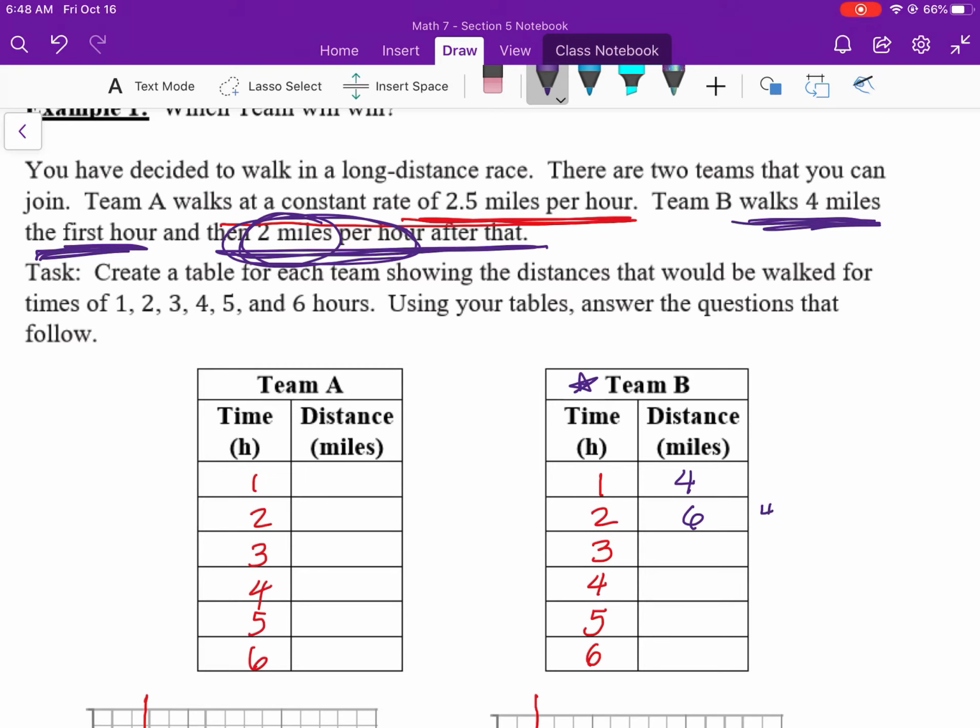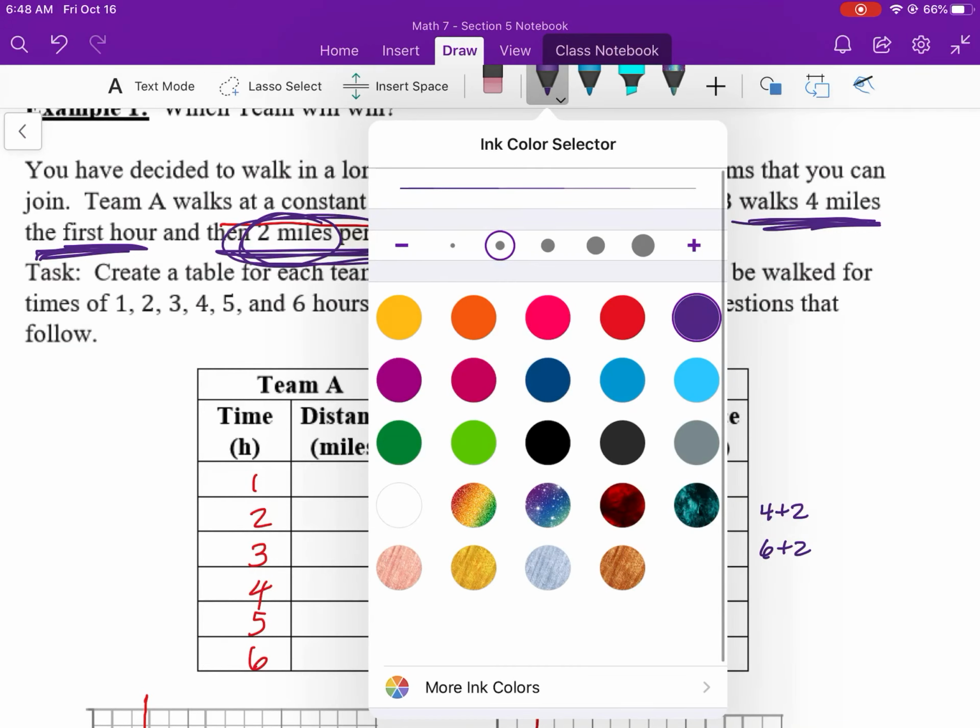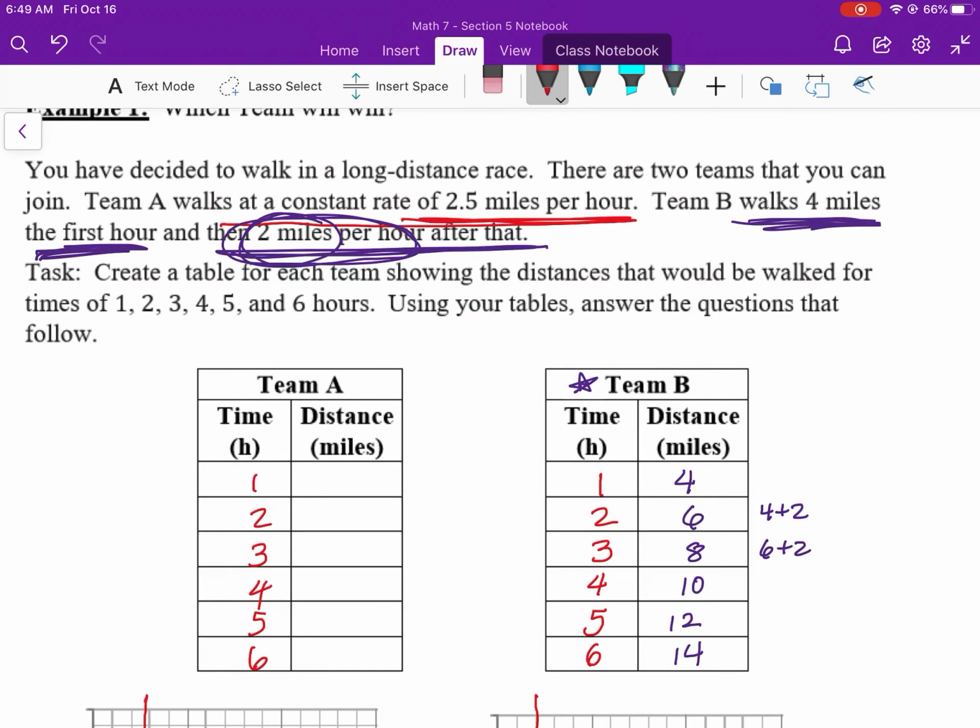So this is going to end up being 6, because that's 4 plus 2. And then the next hour, they walk 2 more. So 6 plus 2 would be 8. The next hour, they walk 2 more, so that's going to be 10 and 12 and 14. So after 6 hours, they've walked 14 miles. That's pretty good. Okay, so now Team A.